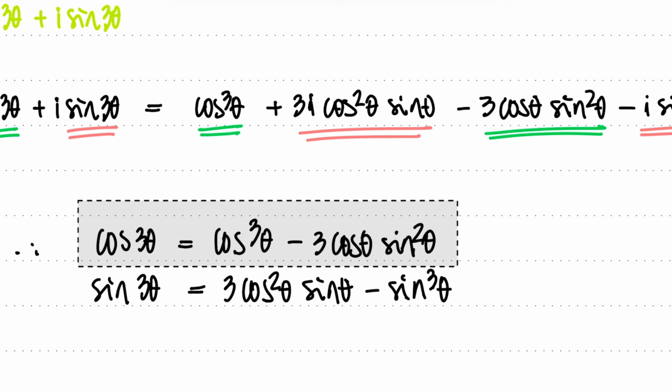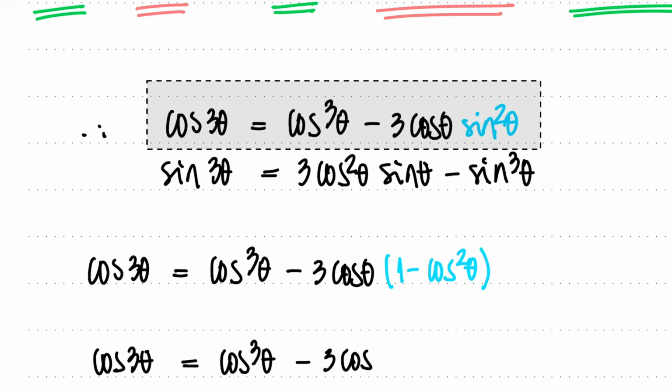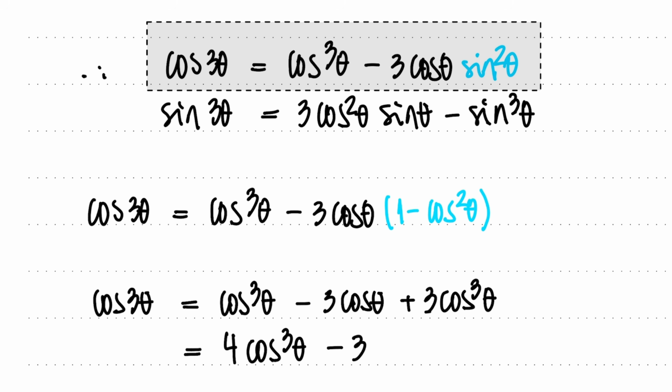There's still one adjustment to make, which is, notice that in the description of the exercise, cos of 3 theta is written in terms of cos only. Therefore, we're going to substitute this sine squared of theta by 1 minus cos squared of theta, which is the Pythagorean identity. Now, as you distribute the 3 cosine of theta, you get 4 cos cubed minus 3 cos theta. And that's it. This is question A.